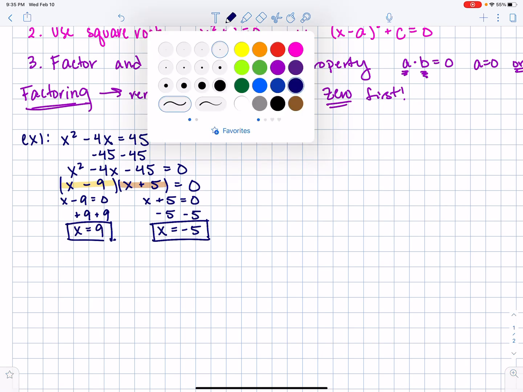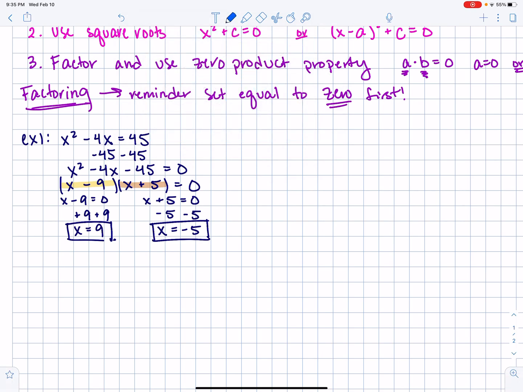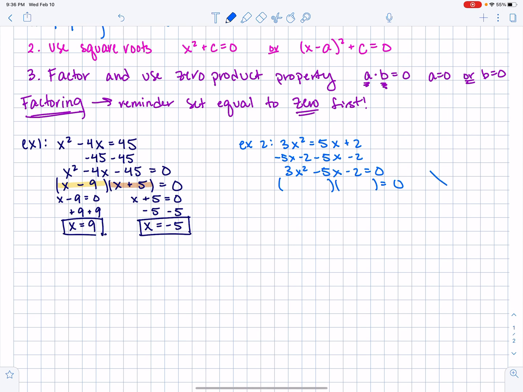Let's try it again with a little bit of a more difficult one. Stick with blue though. So we have example 2. Might have something like 3x squared is equal to 5x plus 2. First step is set equal to 0, so subtract 5x, subtract 2. So our equation is 3x squared minus 5x minus 2 is equal to 0. And now it's time to factor. And if you can't do it in your head, you are more than welcome to set up those little diamonds on the side.